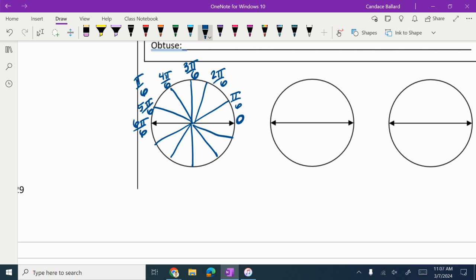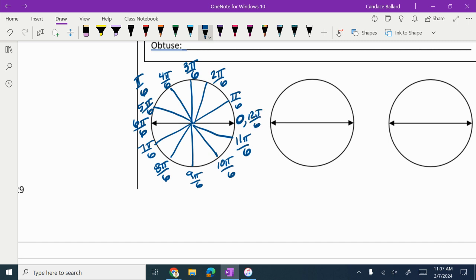6 pi over 6. All right, then I'm going to go to the next one. 7 pi over 6. 8 pi over 6. 9 pi over 6. 10 pi over 6. 11 pi over 6. If I haven't quite closed the revolution, so this represents 0. It also represents 12 pi over 6.